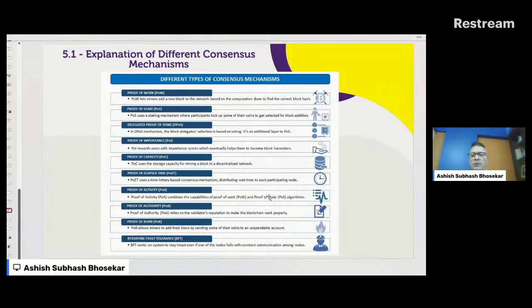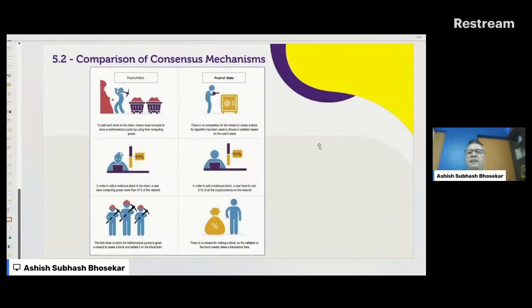Similarly, there are some more like proof of authority, proof of activity, proof of burning, and the last one is Byzantine Fault Tolerance. So that we'll see in detail in coming slides. So BFT allows the system to stay intact even if one of the nodes fails, with constant communication among the other nodes. So that's how it is, quickly, about these things.